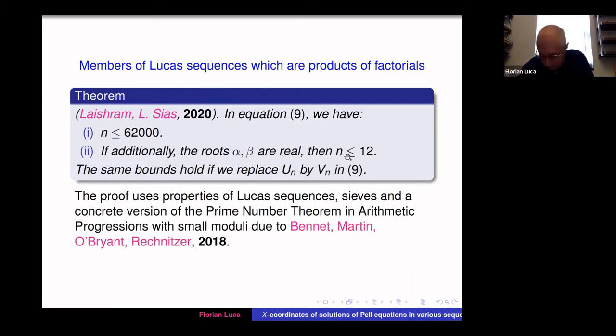That's a long paper which appeared in Monatshefte für Mathematik last year. And it uses properties of Lucas sequences, sieves, and very explicit results about primes in arithmetic progressions of small moduli due to these four people, Mike Bennett, Greg Martin, Kevin O'Bryant, and Rechnitzer, which is like a 100-page paper that appeared in Mathematics of Computation.